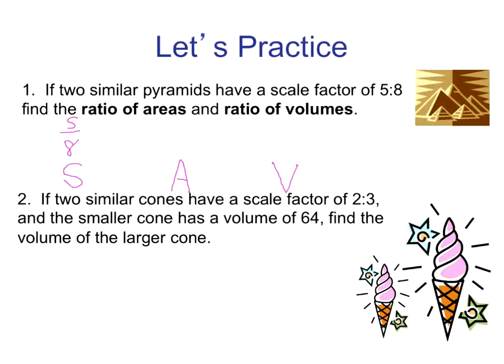What's going to go above my A? 5 squared over 8 squared. Good job. Which is really 25 over 64. What do I do for V? 5 to the third over 8 to the third. Good job. So 5 to the third is 125, and 8 to the third is 512.